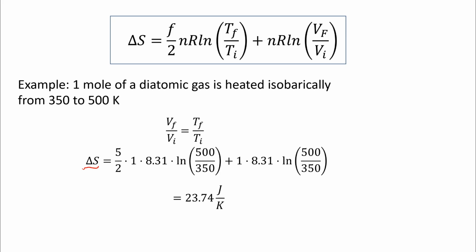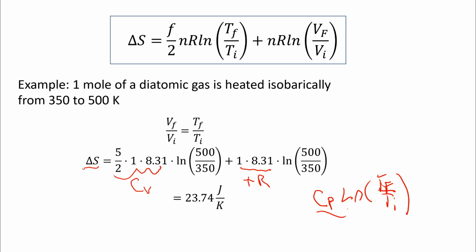Now, the thing that you might notice, some of the more observant of you, is you might say, hey, wait a minute. This looks like CV, the specific heat of a gas at constant volume. And if you add R to it, this whole thing is actually CP times log T final over T initial. Isn't that interesting? We have the specific heat at constant pressure, and that somehow tells us something about the entropy of the system.